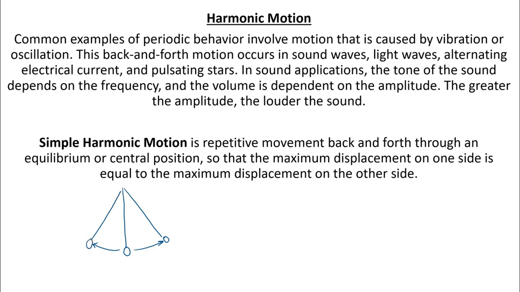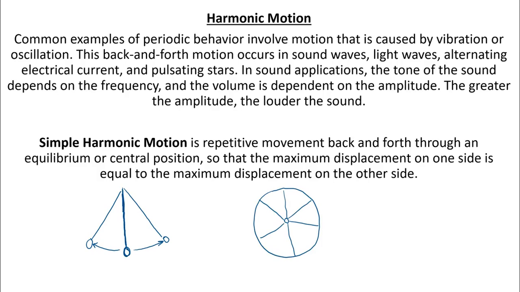In other words, equilibrium is when the pendulum is hanging straight down. And then we have a maximum distance from that equilibrium to the right and a maximum distance from that to the left. And those two distances equal one another. So this is an example of simple harmonic motion because it's a repetitive movement back and forth through that equilibrium so that the maximum displacement on one side is equal to the maximum displacement on the other side.